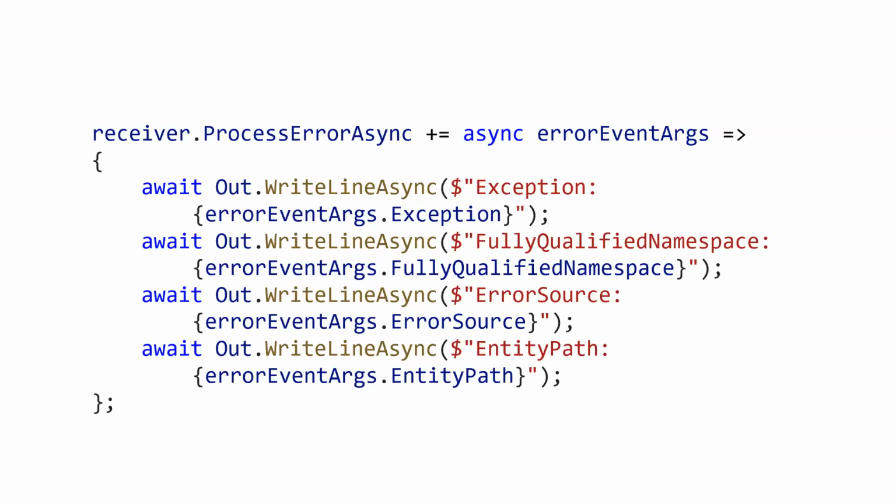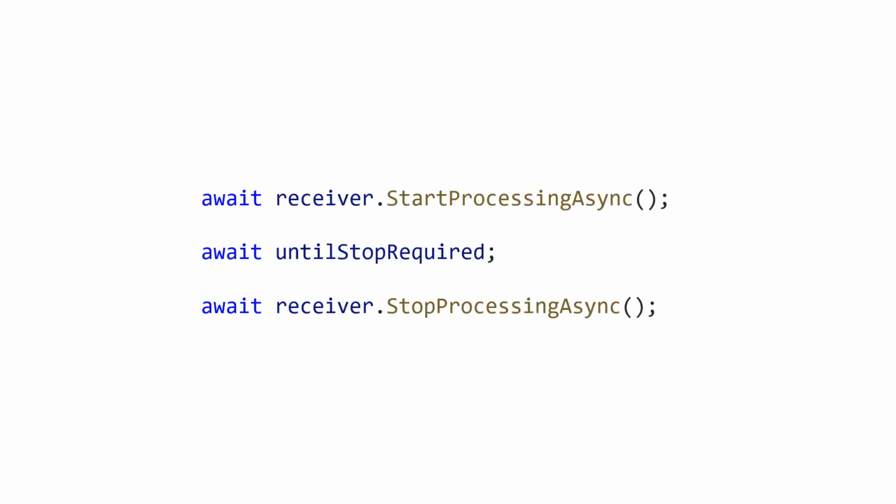On top of that, you also need to register a process error async delegate. That's important. If you don't register that one, the client will throw. And here you get access to additional information like the exception, stack trace, the fully qualified namespace, the error source, and the entity path, and all that stuff that you might need for doing your, I don't know, Application Insights telemetry, or whatever. You can do that here in that delegate. And then you have to start the processor, and it will start pumping messages into those delegates or call the error delegate, depending on whether there was an exception.